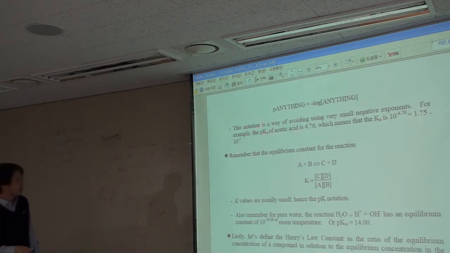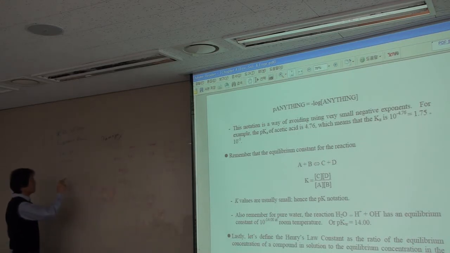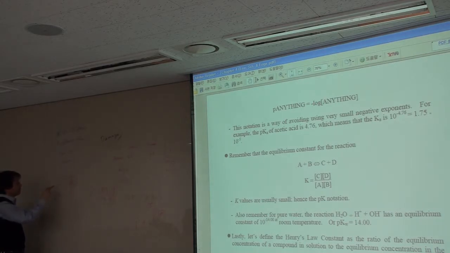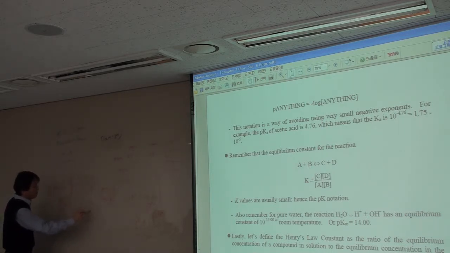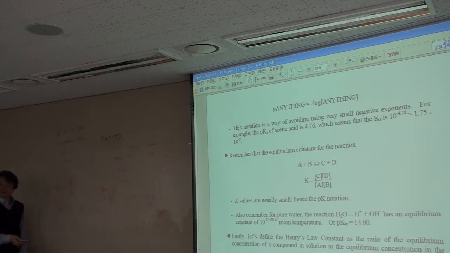pKa, this is the same thing. What is Ka? Well, as I already told, small k is the kinetic rate constant, and large K is the equilibrium constant. Well, small k is for A plus B equals C. Here, we want to know the concentration change with respect to time. So in this case, we just put d[A]/dt equals minus k[A]. So this is related to kinetics.